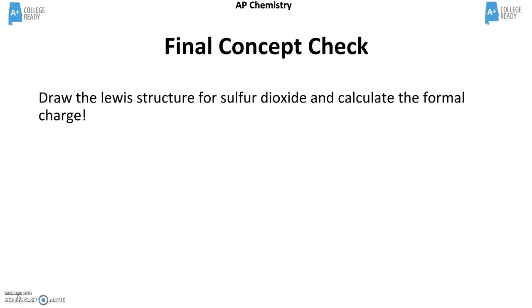So, final check. Draw a Lewis structure of sulfur dioxide, calculate the formal charge, and make sure you draw all possible shapes of your sulfur dioxide. Keep practicing. Your teacher will have more practice for you, and we'll be reviewing some of these concepts in our concept checks and in our practice problems. Good luck, and draw the Lewis structure.